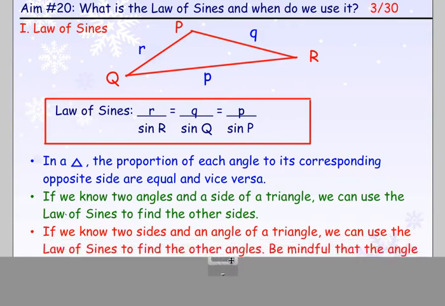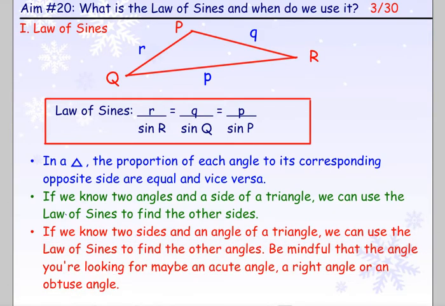The last note: if we know 2 sides and an angle of a triangle, we can use the law of sines to find the other angles. Be mindful that the angle you're looking for may be an acute angle, a right angle, or an obtuse angle. As we go to do more problems in the other slides, you'll see what I mean. So go ahead and get this down as part of your class notes. And then when you're done with it, go ahead and go to slide 2.